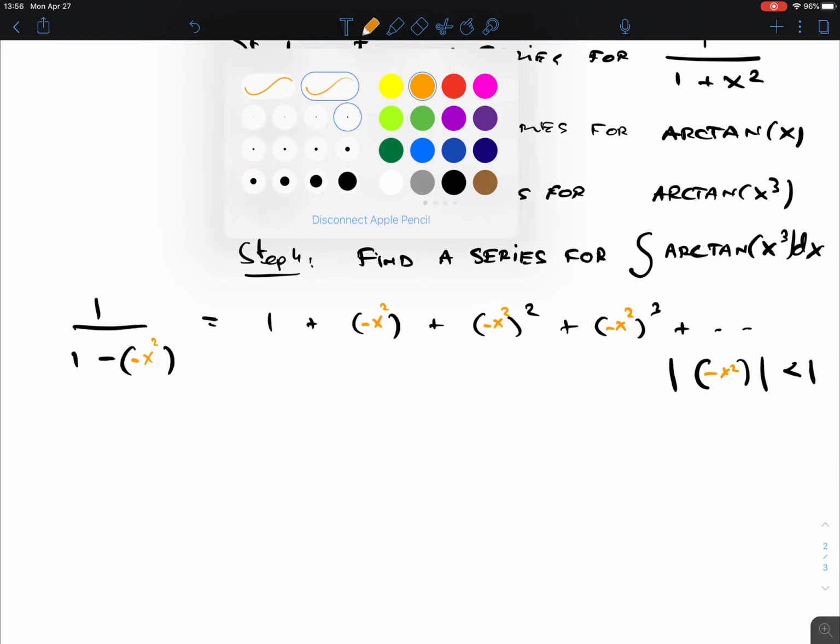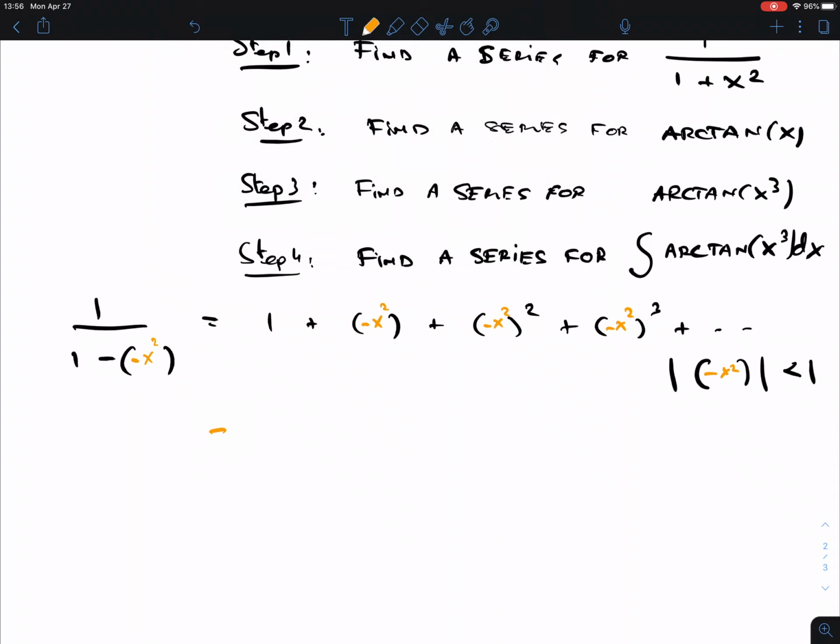Okay, so let's work it out. This is 1 minus x squared, then I'm cubing, so the power, squaring, the power goes away, x to the 4th minus x to the 6th plus x to the 8th, and then we'll get a minus again, and this is for x squared less than 1, which is the same as absolute value of x less than 1.